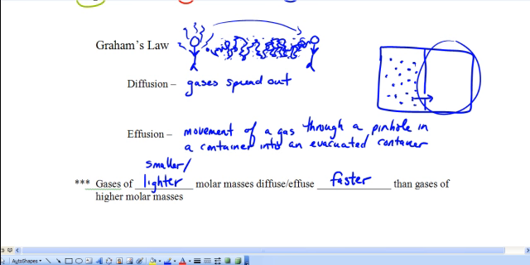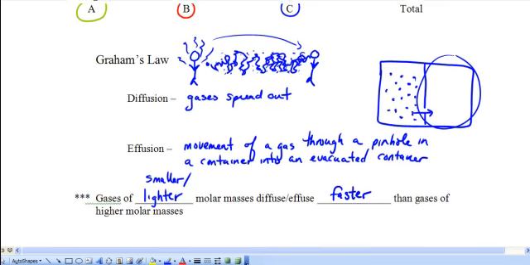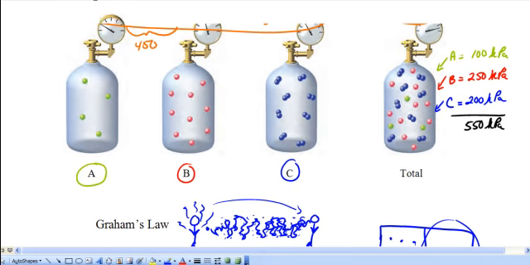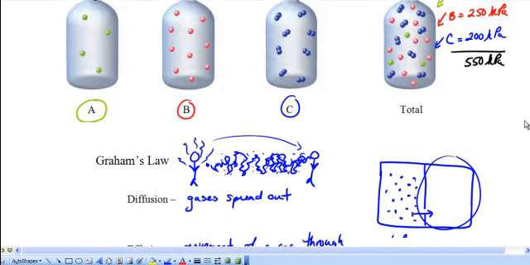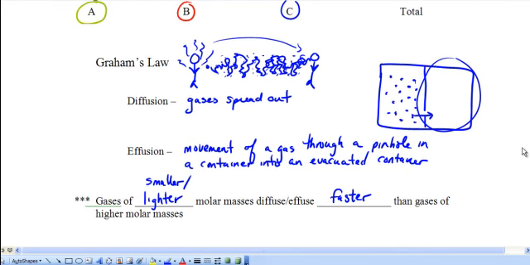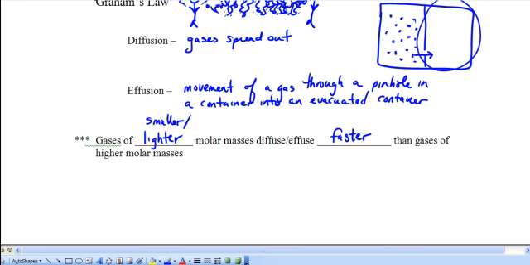Okay. So all you have to be able to tell us from this chapter, or from this section anyway, is the idea of partial pressures and how to calculate those, and the idea of diffusion and effusion. The smaller the particle is, the faster it moves. Let me give you a quick little example here, and then we'll wrap this thing up.